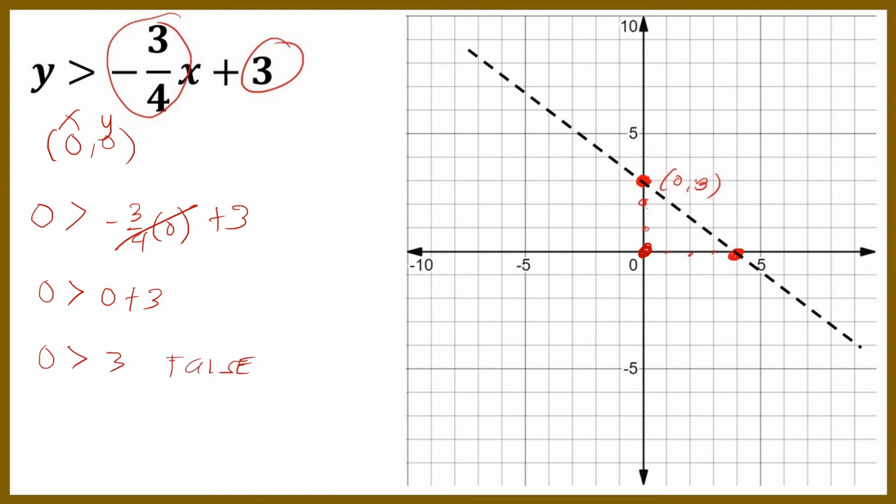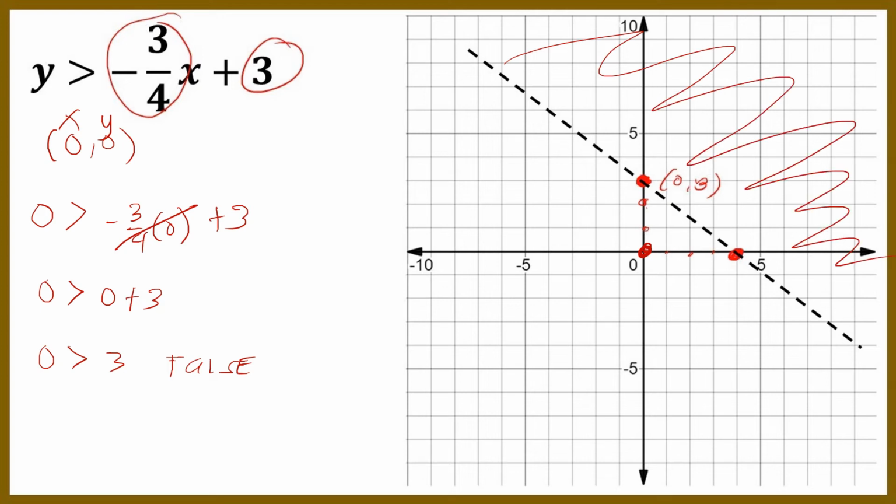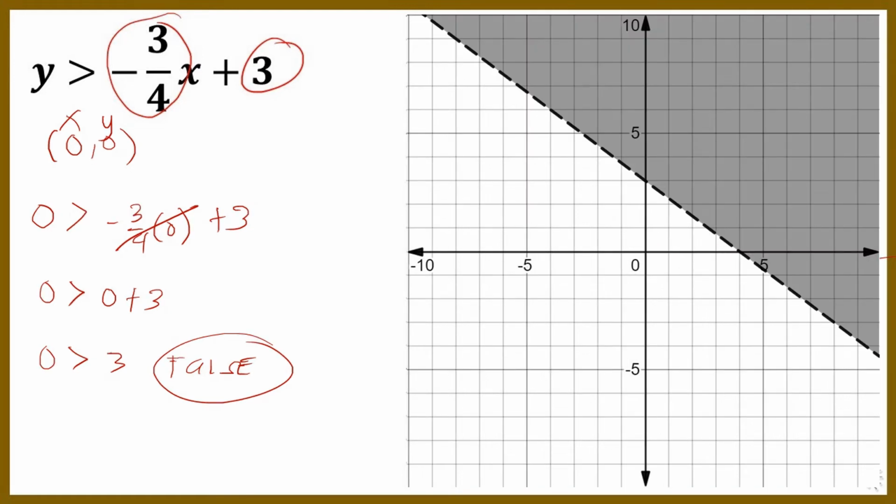So therefore, hindi tayo sa 0, 0 region maglalagay ng shaded part, kundi dun sa other part ng region dahil ang statement natin ay false. Okay? So, bali ganito yung lalabas yung graph ng ating y greater than negative 3 over 4x plus 3.